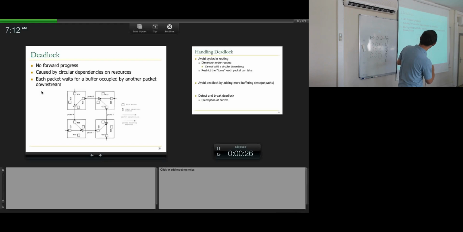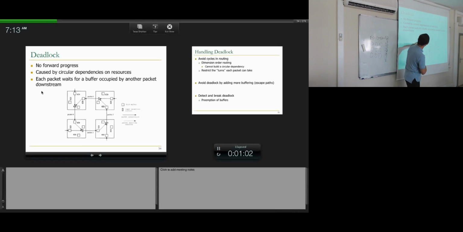So if you look at this, this is a router, and these are buffers, and this is the input selection circuit, if you will, and this is the packet progression. This packet 3 needs to go here, but that buffer is being held by packet 4. Packet 4 needs to go here, but the buffer is being held by packet 1. And packet 1 needs to go here, but that buffer is being held by packet 2. And packet 2 needs to go here, but that buffer is being held by packet 3. And that's why we have a deadlock here.